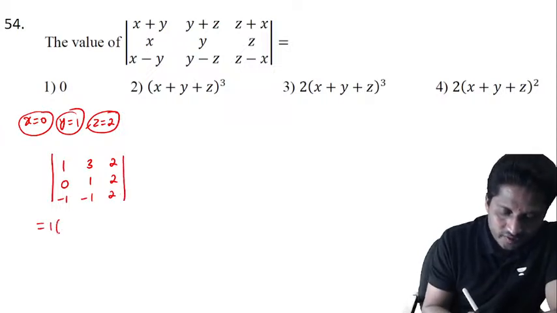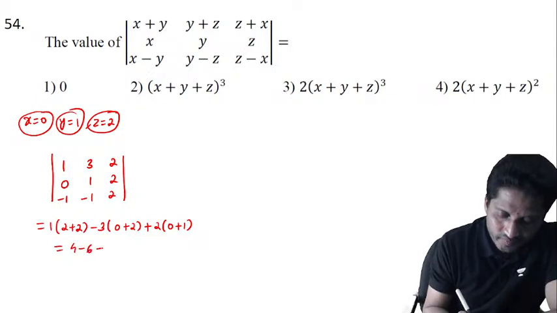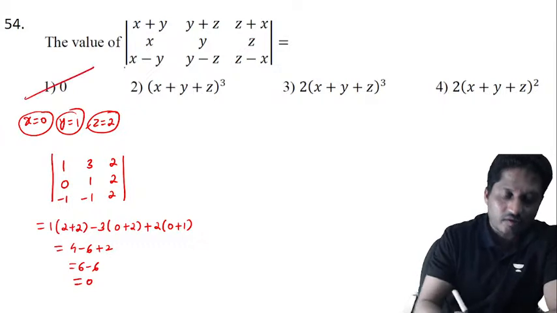If I expand, delete first row, first column, you get 2 plus 2. Minus 3, delete first row, second column, 0 plus 2. First row, last column, you get 0 plus 1. So this is 4 minus 6 plus 2. I get 6 minus 6. Answer will be equal to 0. Answer is option A only.